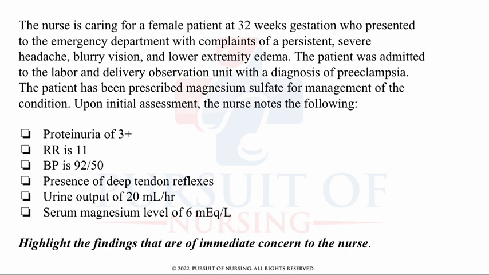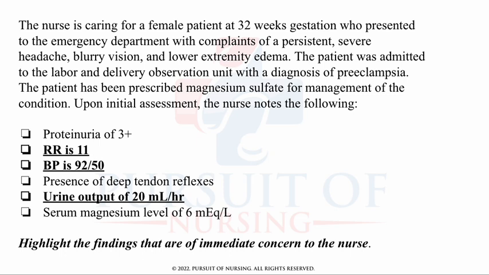So there's a 3+ proteinuria, respiration rate is 11, BP is 92/50. There's a presence of deep tendon reflexes. The patient has a urine output of 20 mLs per hour, and the serum magnesium level is 6. So I want you to highlight the findings that are of immediate concern to the nurse.